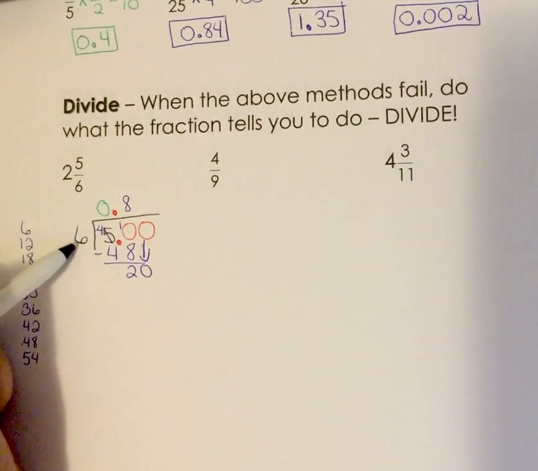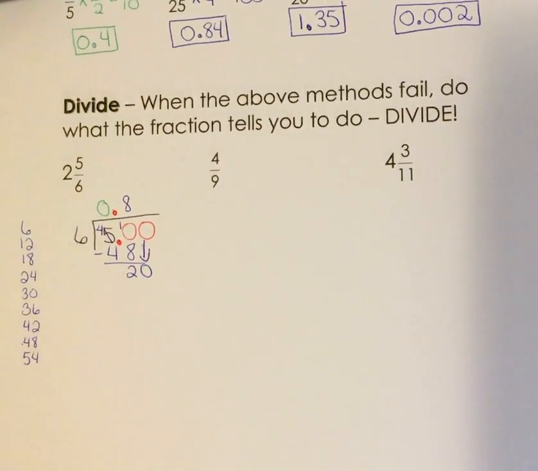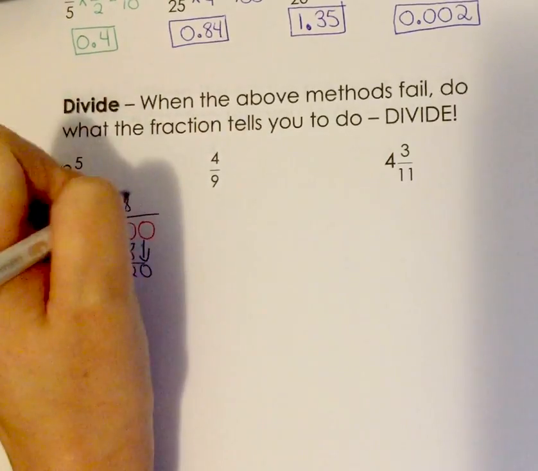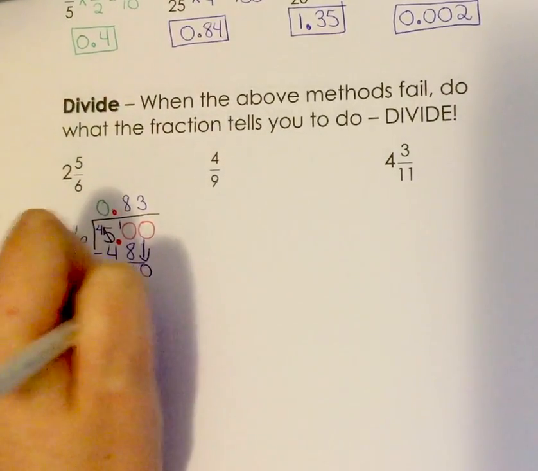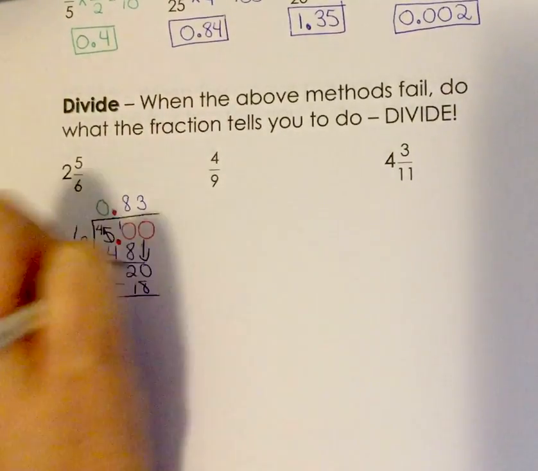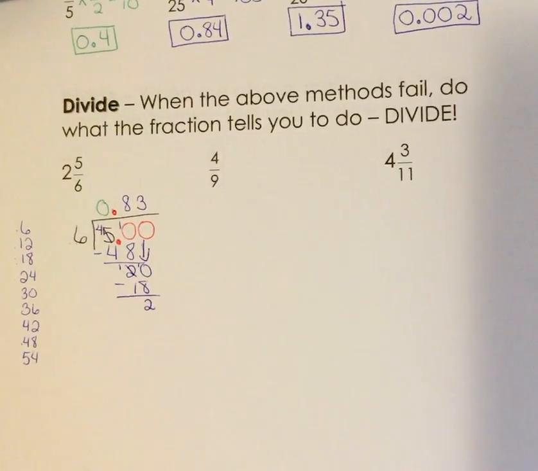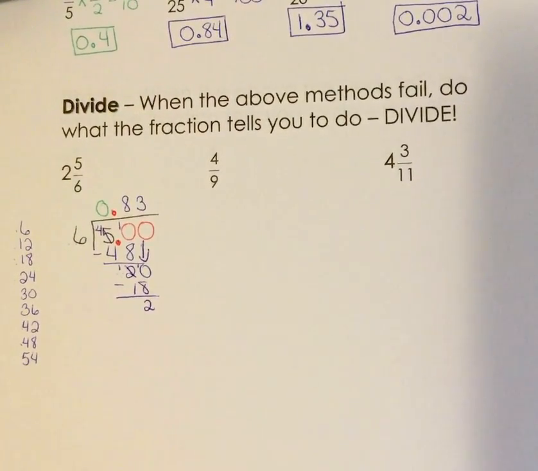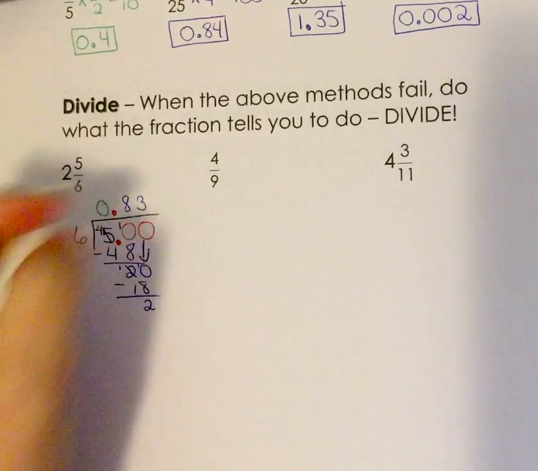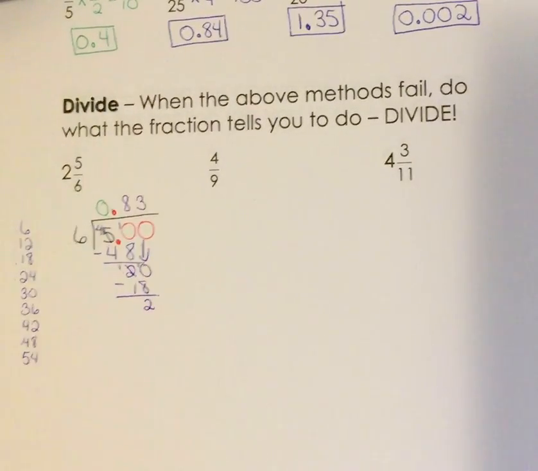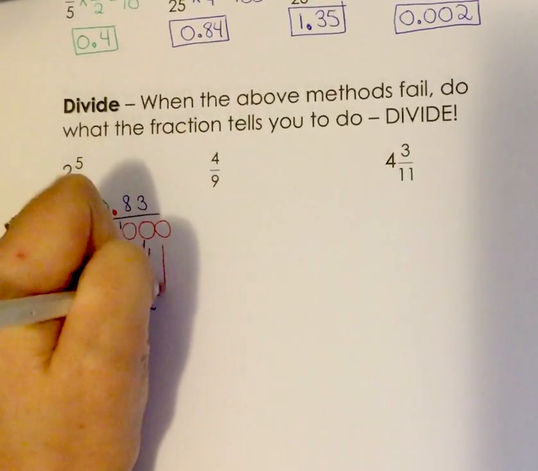All right, now 6 into 20. 6 times what makes up 20? 6 times 1 is 6, 6 times 2 is 12, 6 times 3 is 18, 6 times 4 is 24. Oops, too high. So we go back to 18. So 6 times 3 is 18. Subtract. Regroup as needed, remainder 2. Okay, so I don't see a pattern just yet, but I'm going to go ahead and add another annex 0 and bring it down.